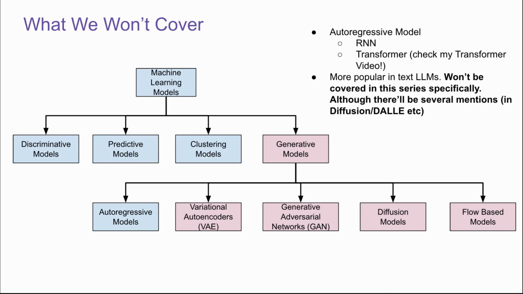And within the generative models, we are not going to spend too much time on autoregressive models in this video. If you're interested, you can check my transformer video for details. This is more popular in text LLMs. It's used occasionally in other models like Diffusion and DALL-E. We are going to mention it several times, but we won't spend time on it specifically.